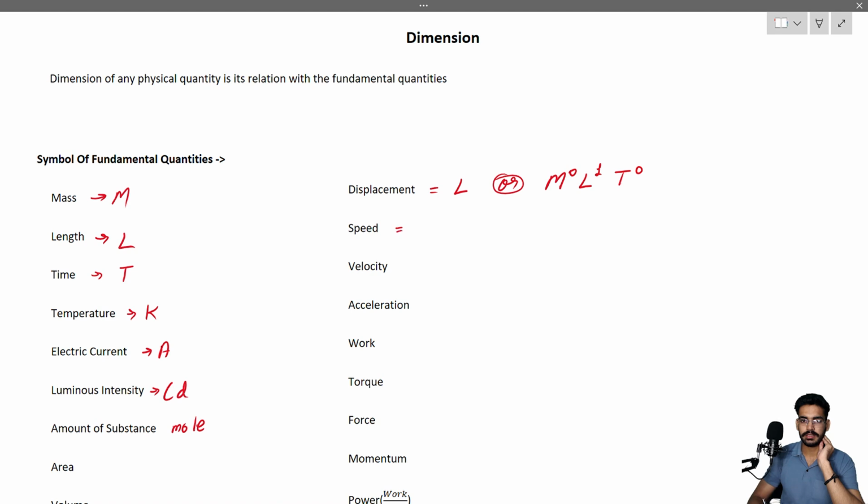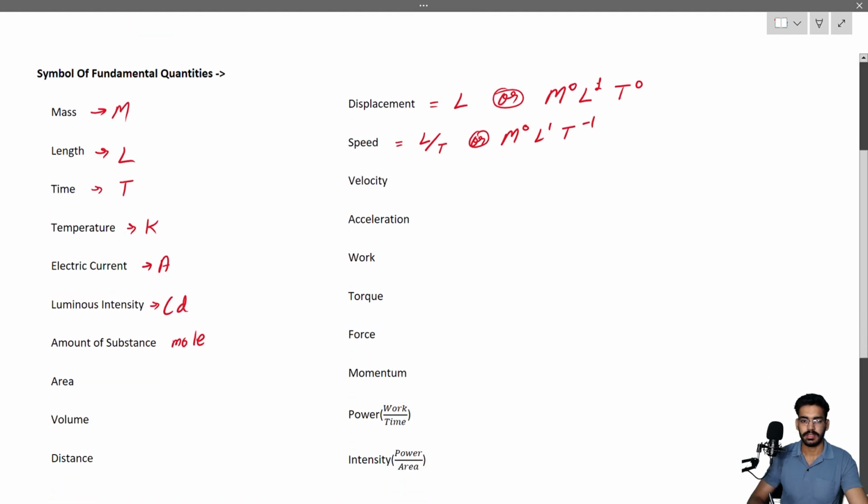Speed, what can I write? Speed is length per unit time, okay. So I can say this as mass 0, length 1, and time -1. Time is in the denominator, so it comes as -1.